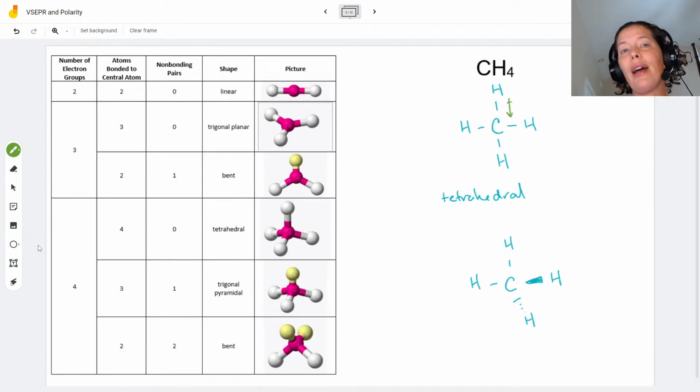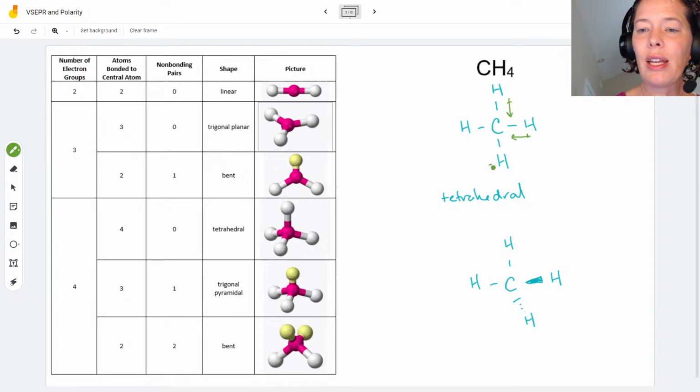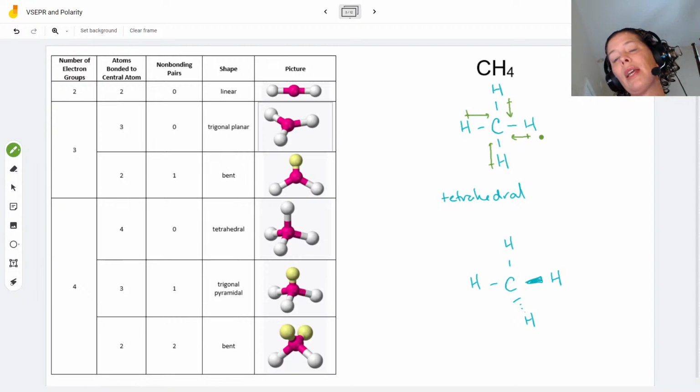Now we need to assign bond polarity to all of our bonds and decide if this has an overall dipole moment, or if the entire molecule is polar. So I can draw these arrows in like this. So I have assigned bond polarity to each of my bonds. Now what I've just realized is I have done this to my 2D structure, and I really need to do this to my 3D structure. So let me just transfer this down to my 3D structure.